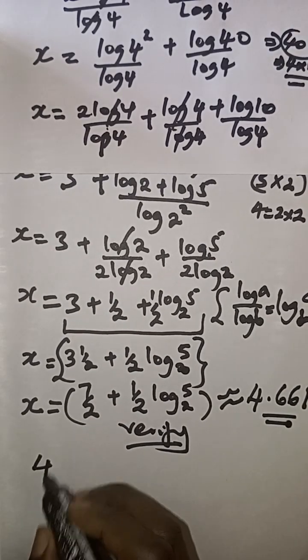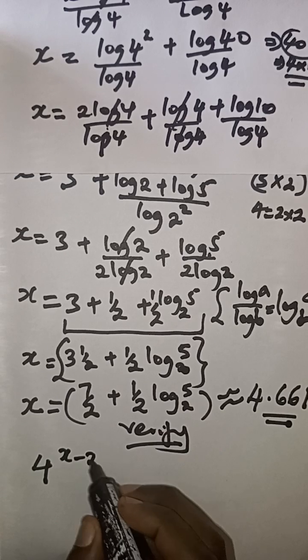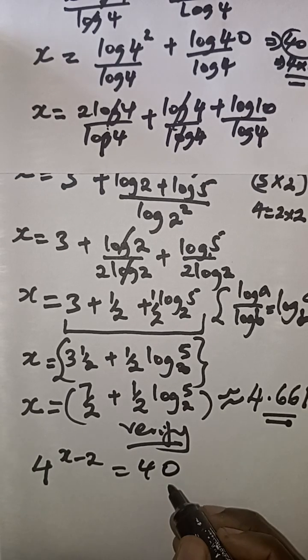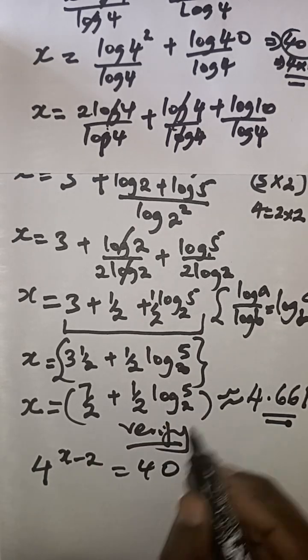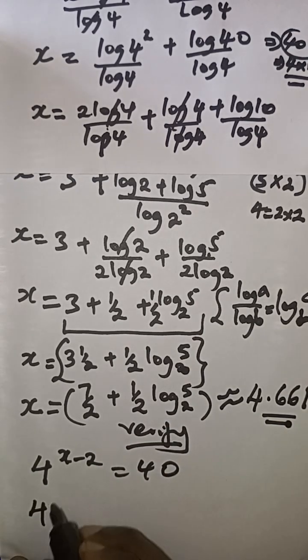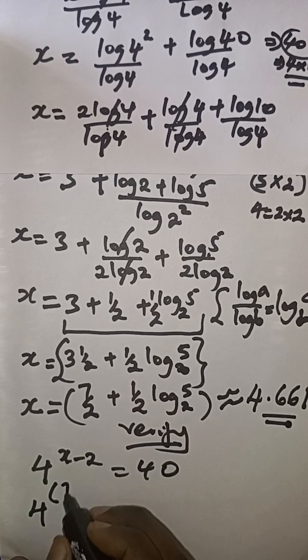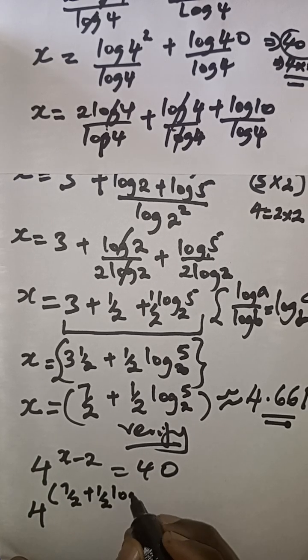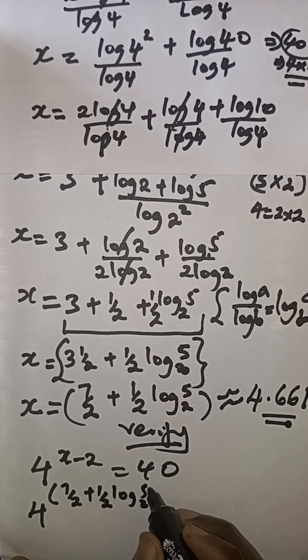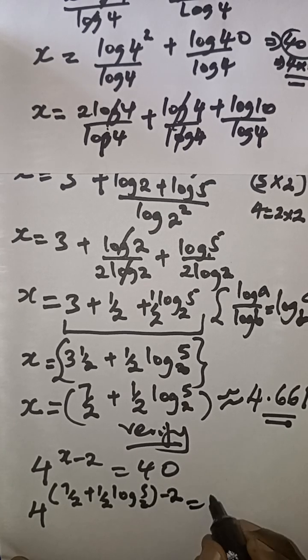I had 4 raised to x minus 2 is equal to 40. So wherever I have x, I'm going to substitute all of this as 4 raised to the bracket 7/2 plus a half times the log of 5 base 2 minus 2. It should give me 40.